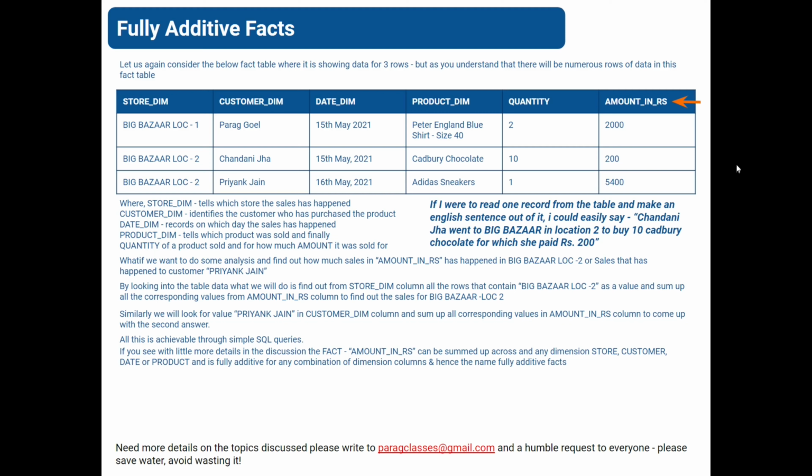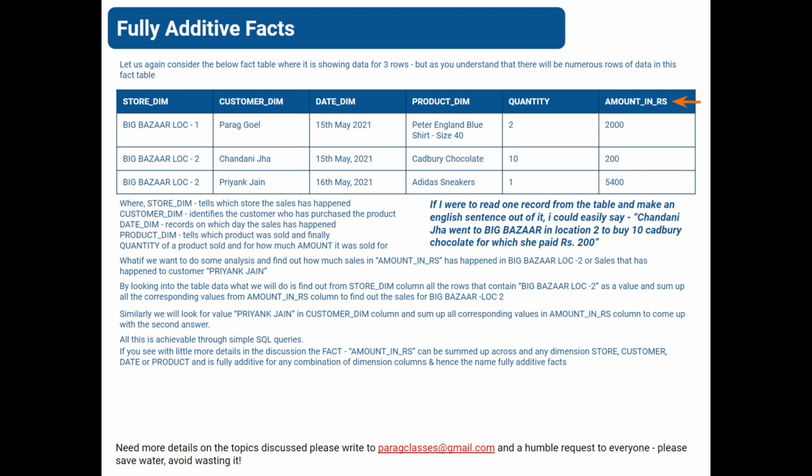And by looking into this table, we can easily say if these were the only records, Big Bazaar location 1 has done sales of amount in rupees amounting to 2000 rupees, while on the other hand, Big Bazaar location 2 has done sales of 5400 plus 200, which is 5600 rupees.